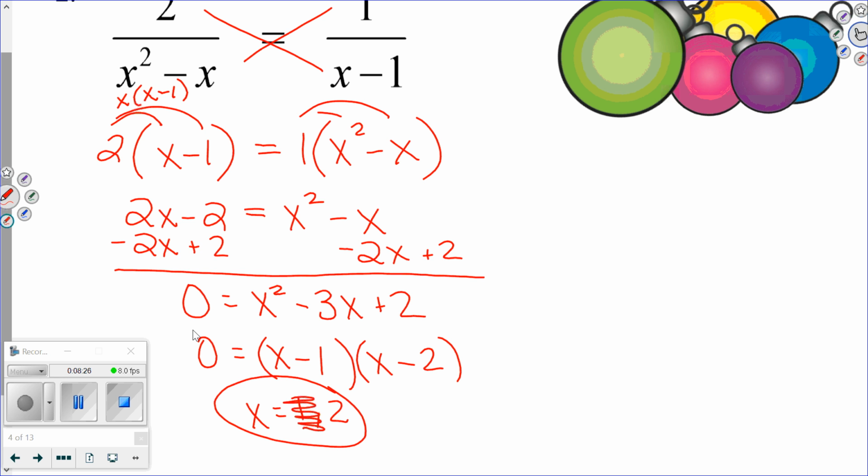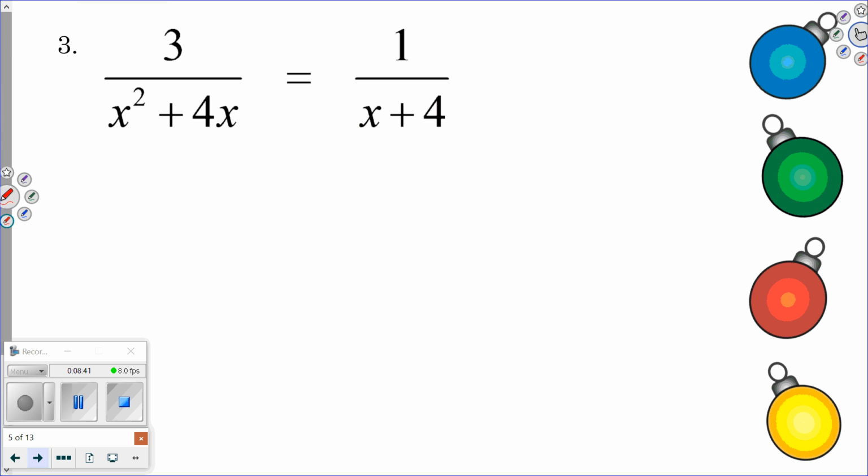How are we doing? Yep. The restrictions part, the extraneous answer. That's why it's important to read that paper, because it's going to remind you to go back and look for that. Okay? All right, number 3. Try this one on your own.